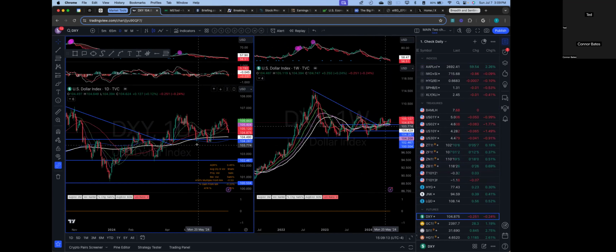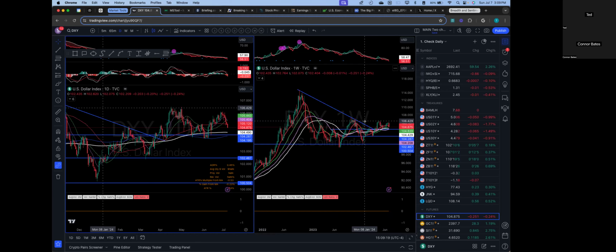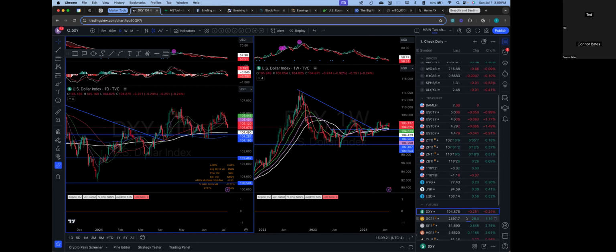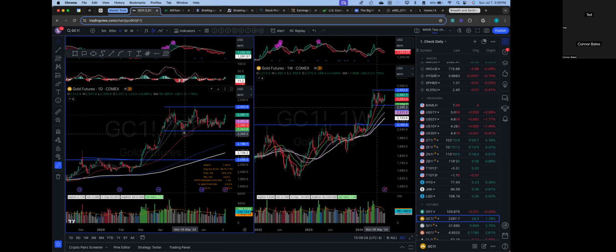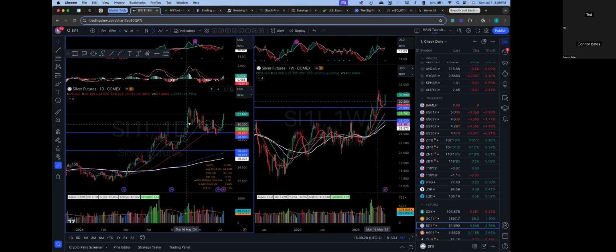The dollar, same thing with yields retreating. Dollar broke the 10 and 20 and 50 as well. And that's definitely good to see. We definitely don't want to get above this 106.5 area. With that in mind, gold and silver, really strong moves. And these weekly charts look extremely constructive.